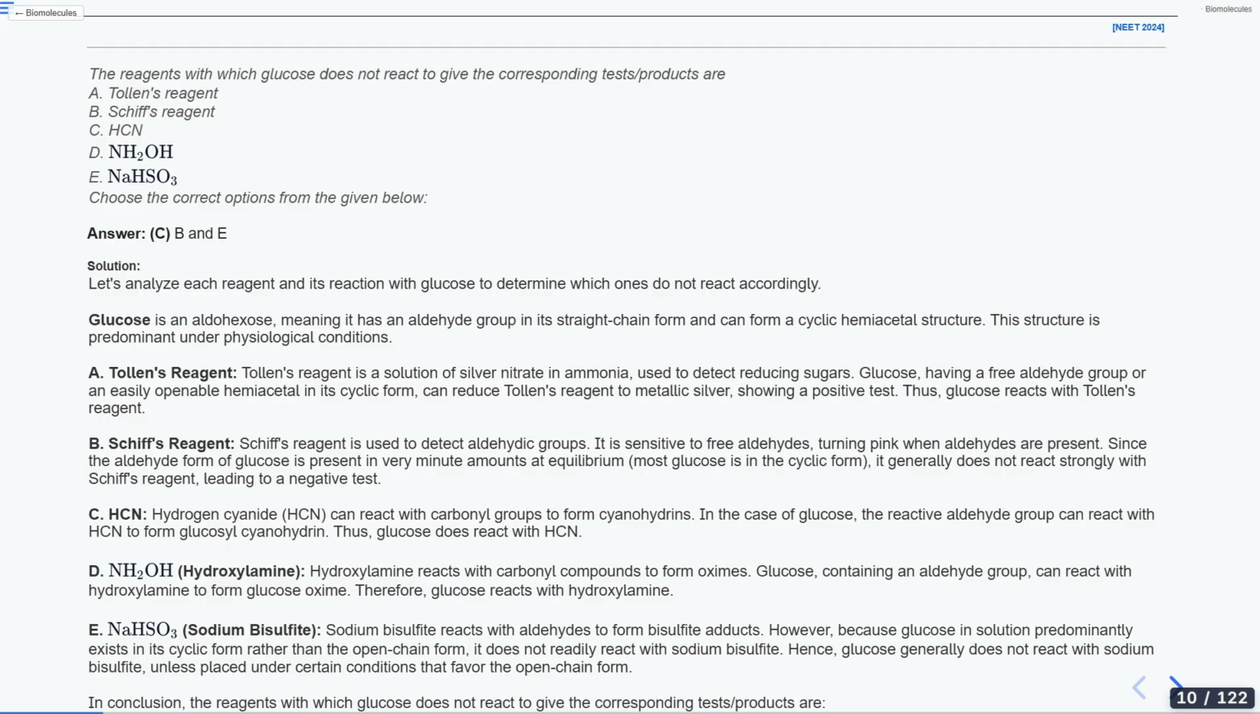Last one, it also cannot react with this NaHSO3. Normally aldehydes can react with NaHSO3 and form the bisulfite adduct, but here glucose cannot do it. Is it clear to all of you? Anyone has a doubt? Can we move forward? Okay. Moving on to the next question.